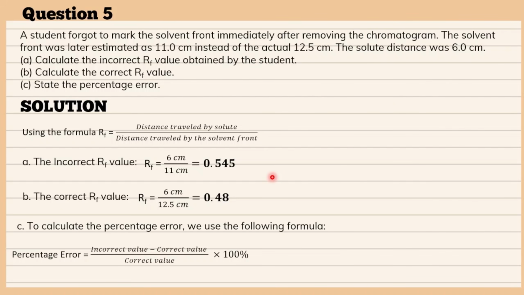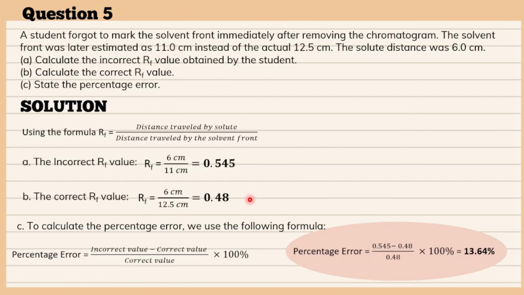So the percentage error will be the incorrect value minus the correct value, all divided by the correct value times 100%. So that's incorrect minus correct divided by correct times 100. That gives us 0.545 minus 0.48 divided by 0.48 times 100, giving us 13.64%. So it is by this percentage that this careless student was off in his calculation.